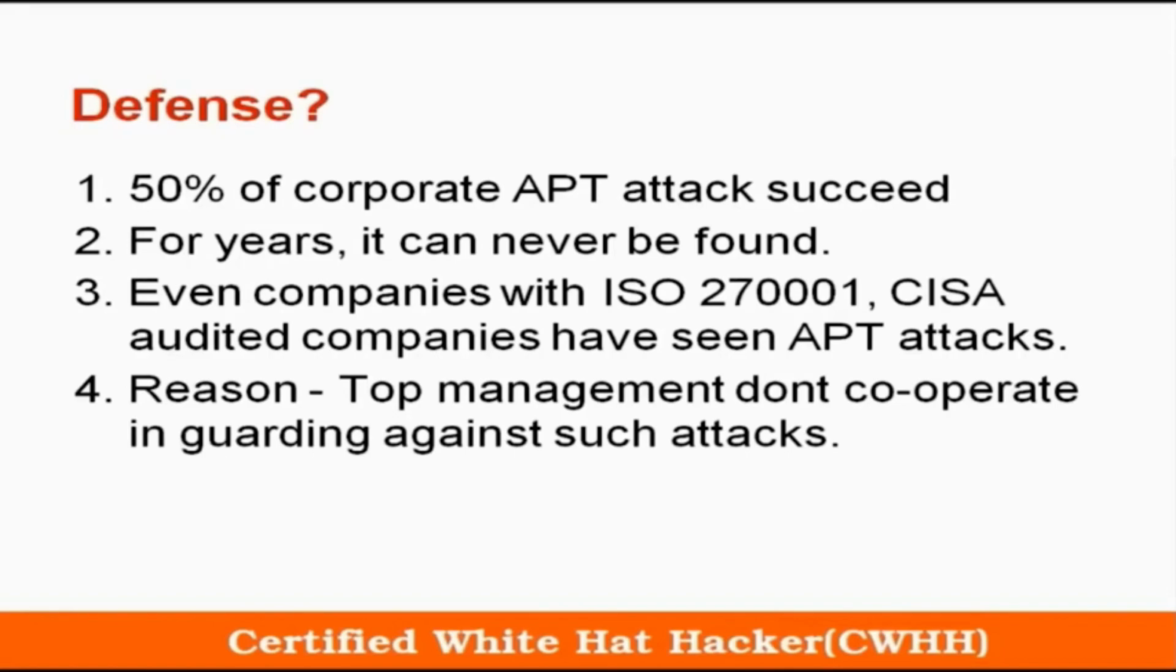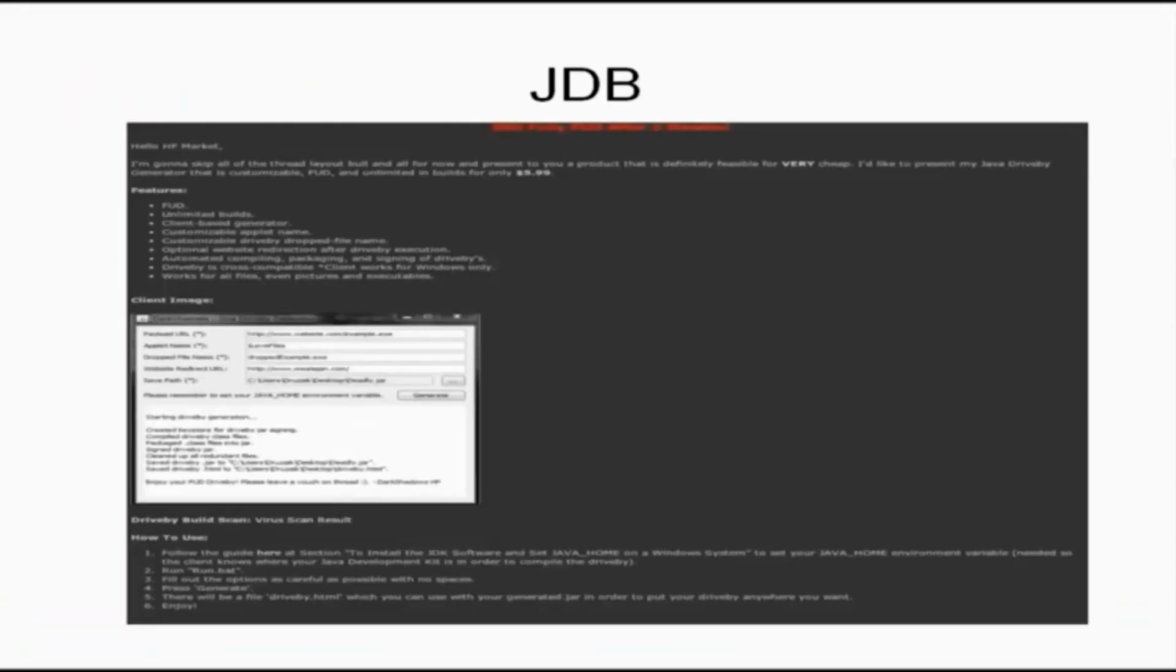So talking about defense, 50% of corporates that were attacked by APTs were compromised. And the worst thing about APTs is that for years they can never be found, and even companies with ISO 27001 certifications, CISA certifications have seen APT attacks, and many of them have succeeded. One of the main reasons for APT attacks to succeed is that the communication between management and security teams is not that good, and they don't help when it comes to guarding against such attacks.